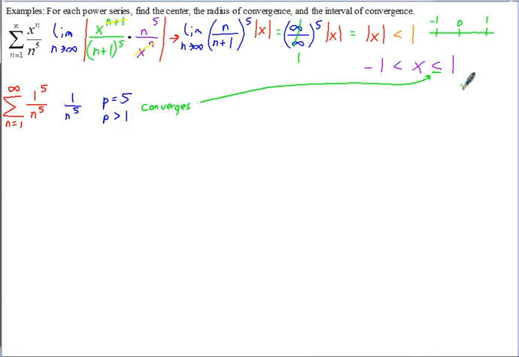Now let's look at the case where x is negative 1, the other endpoint, to see if it converges or not there. Oops, I made a mistake on this one, sorry about that. I wrote the wrong number. This was an n, not a 5, my mistake. But 1 to any exponent, no matter what it is, is still 1. I accidentally put a 5 there, I was looking at the wrong thing, that should be an n.